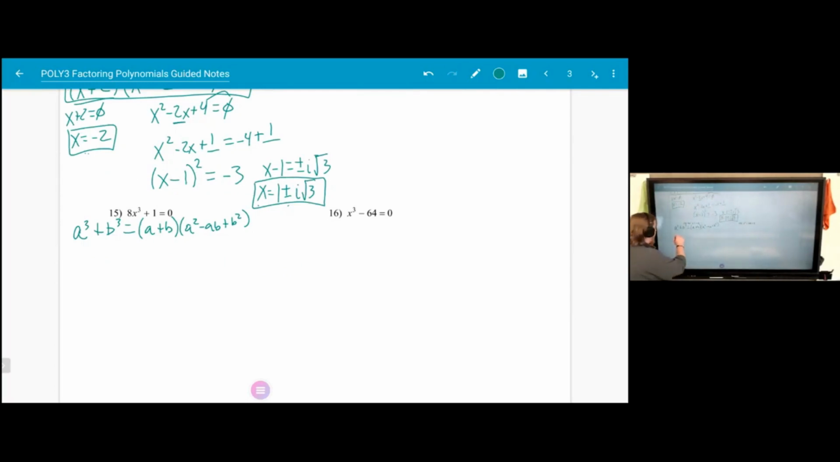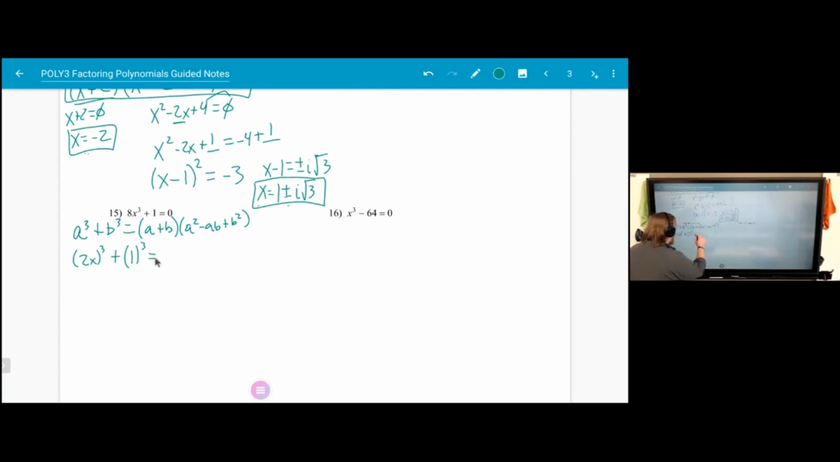This is just like 2x cubed, because 2x times 2x times 2x is 8x cubed. So 8 is also a cube. That's why I love this. Plus, well, what cube gives us 1? Well, 1. I like that too. All right. So if I've got that, this is like a cubed plus b cubed.